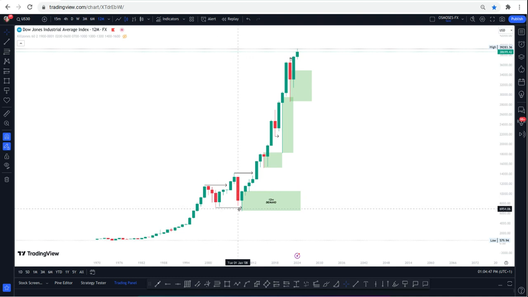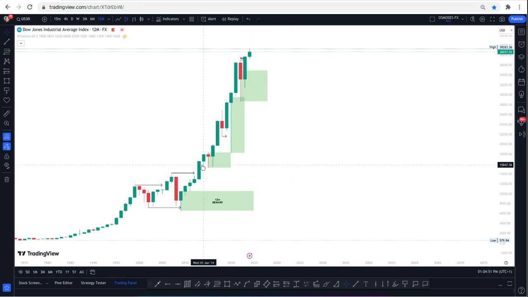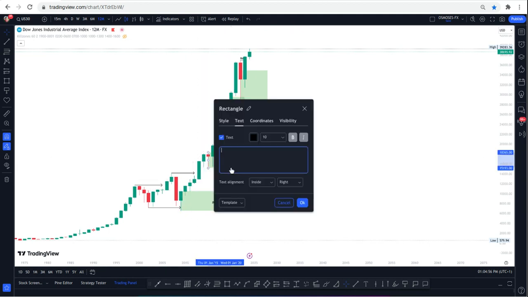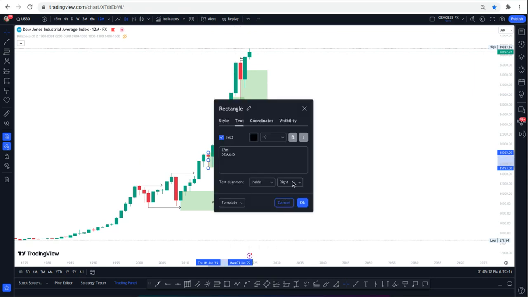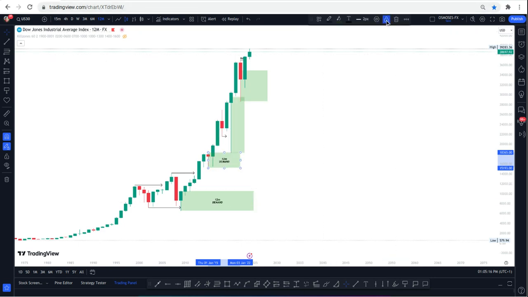It took out this low and took out this high. So price didn't come back to it. We also have a rally base rally. This is also 12 months. Base, and price came back into this. Price came back to this. This is unmitigated.